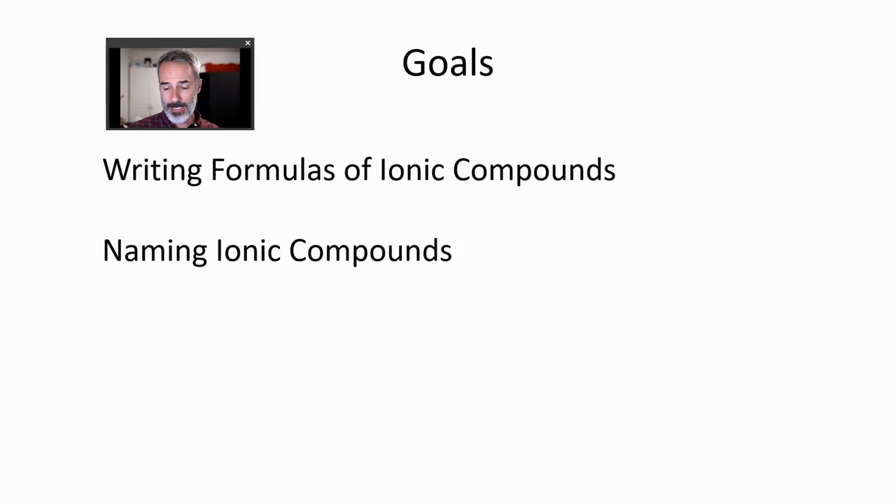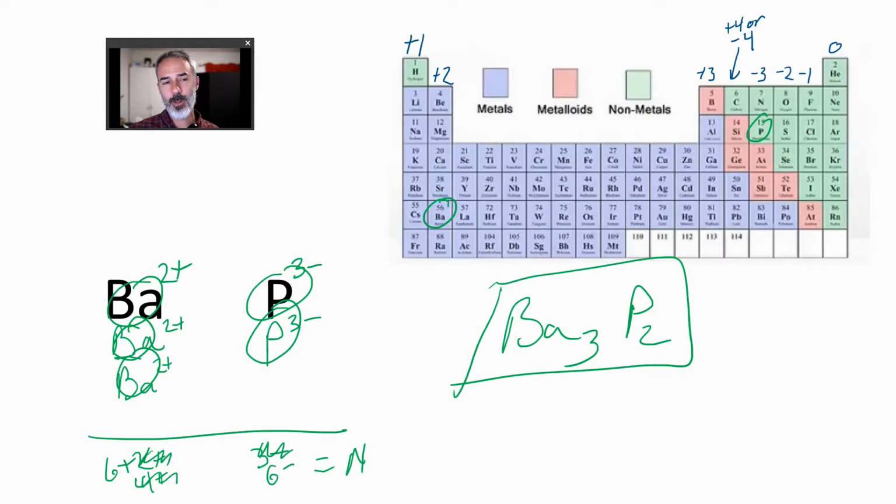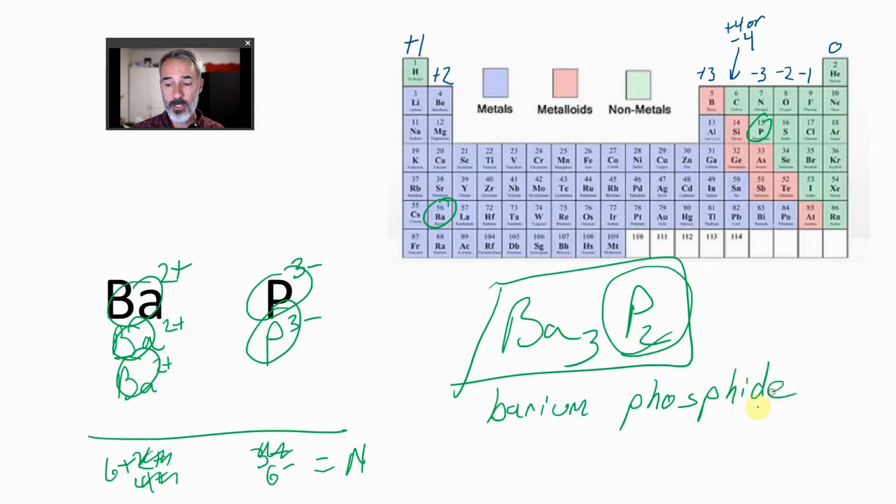It's easy. The deal with naming is, let's go back to this one. In ionic naming, you might think that this is barium phosphorus, but it's not. The end always changes. The anion, this side, always changes with an "ide" ending. Barium phosphide. Now, sometimes people worry about, wait a minute, do I do barium phosphoride or barium phosphide? Generally speaking, it's the shorter of the two.